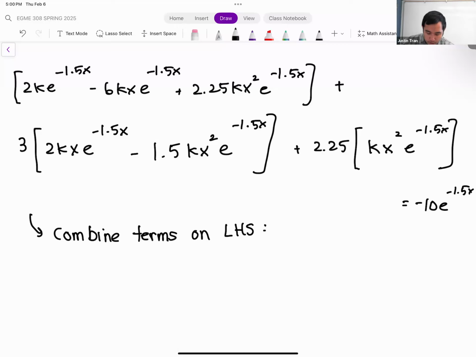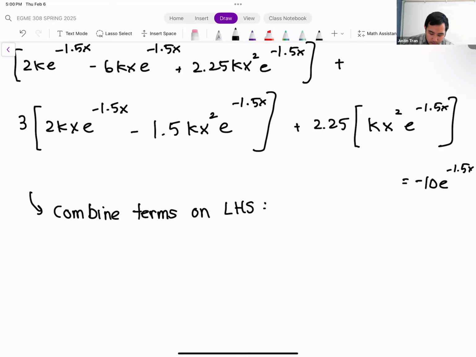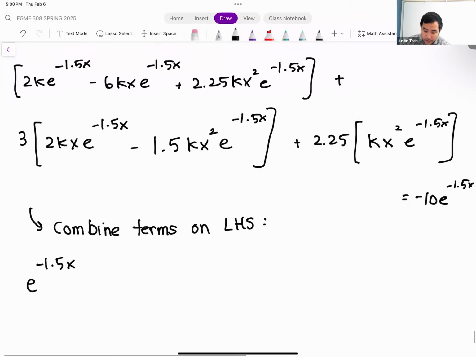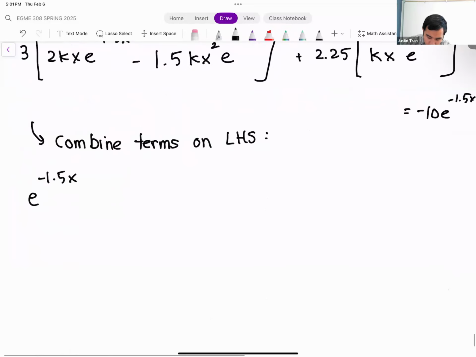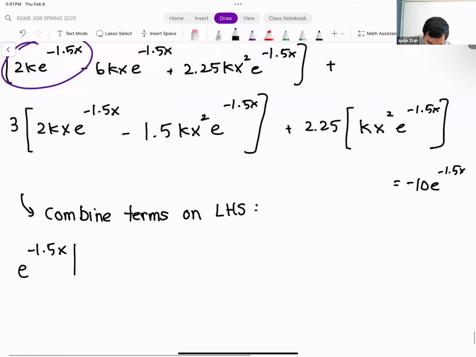Okay, so first let me combine together all of the terms that are just multiplied by e to the minus 1.5x. So the terms without any x's on them. Actually, there should only be one term here if we did everything correctly. So it should just be this term, because everything else should be multiplied by x. This term here is multiplied by 2k.